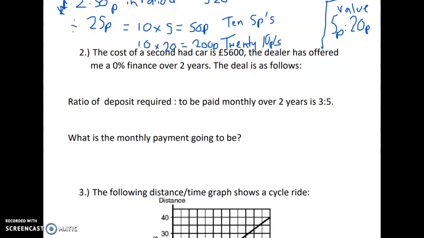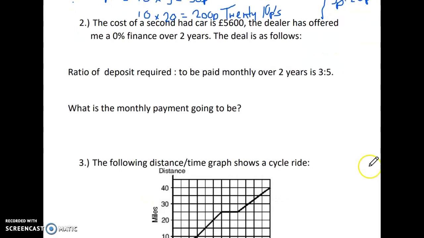Right, okay, let's go to the next question, a bit easier than that one. The cost of a second-hand car is £5,600. The dealer's offered 0% finance over 2 years. So that's important, 2 years is probably important. And the deal is as follows. We've got a ratio of deposit to be paid, to the amount that's left over to pay, of 3 to 5. So what's the monthly payment going to be?